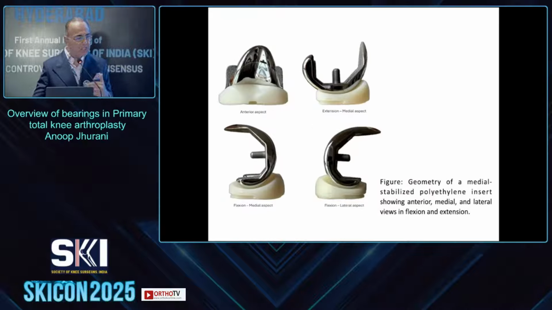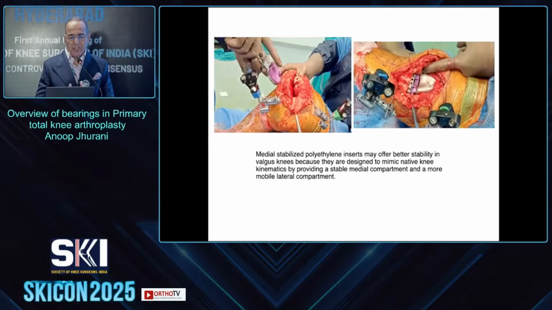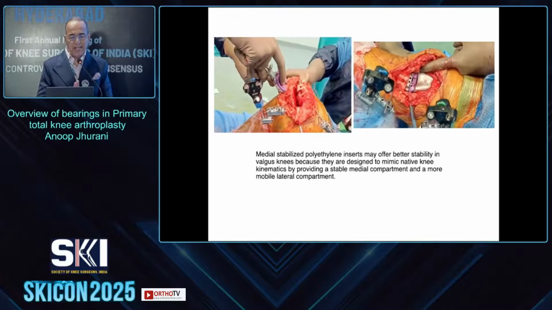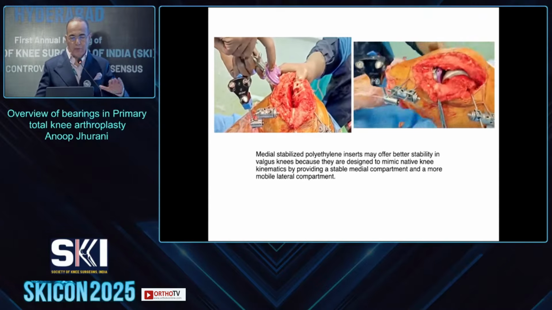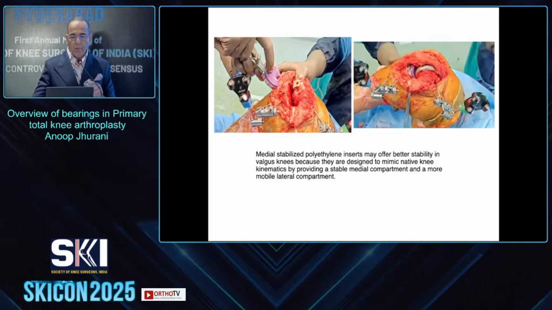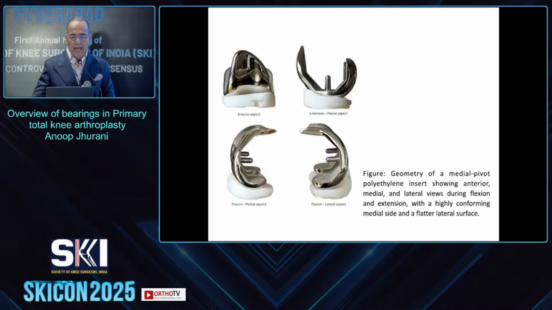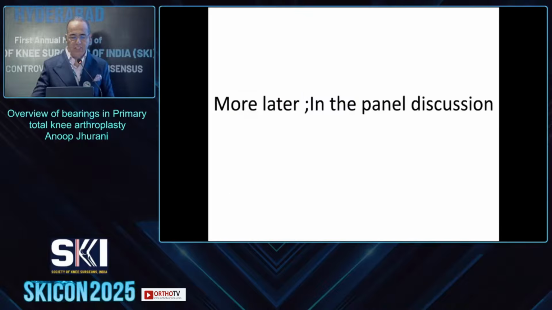So medial stabilized is just another poly option to balance the knee, especially a valgus knee, which is slightly lax medially. If you use a medial stabilized poly, it will balance beautifully. So we'll talk more about it in the panel. And finally, this is the medial pivot, of which Sachin is going to talk on, where the femur basically is a single radius design. So we'll talk more on this in the panel discussion. We'll try and fill in the gaps.